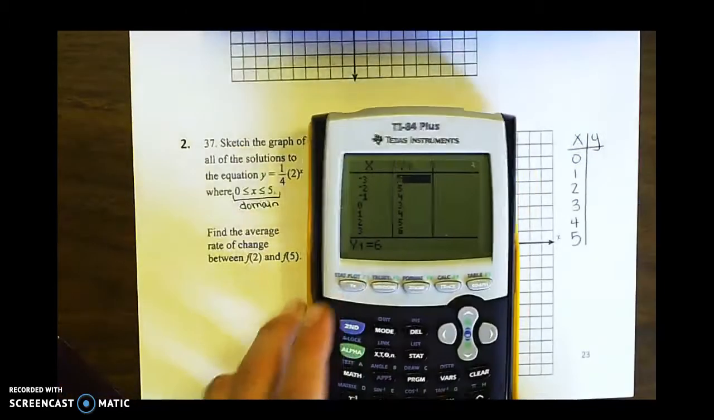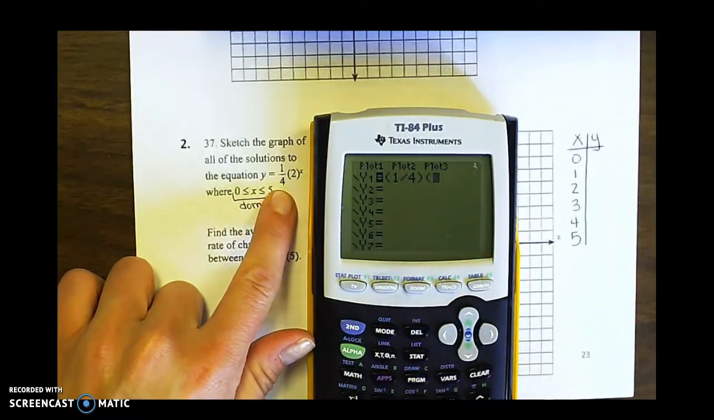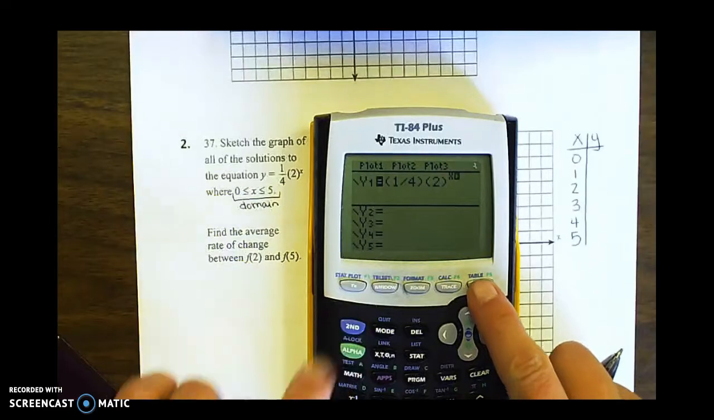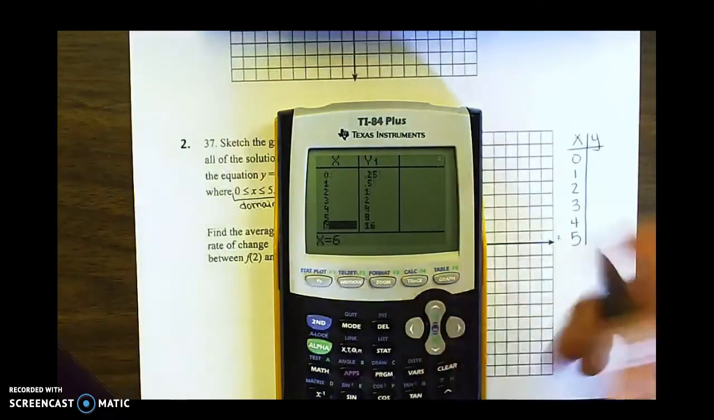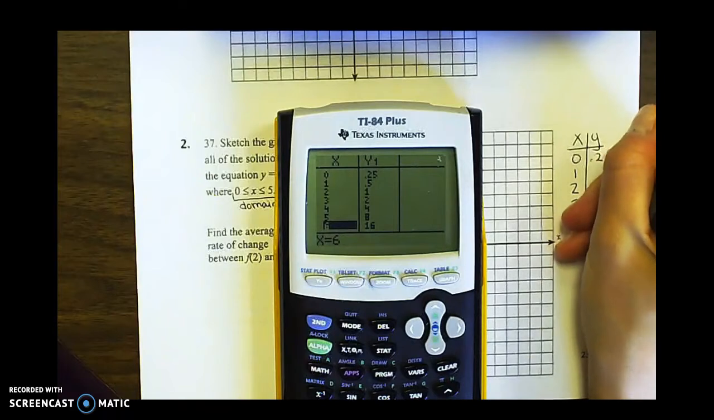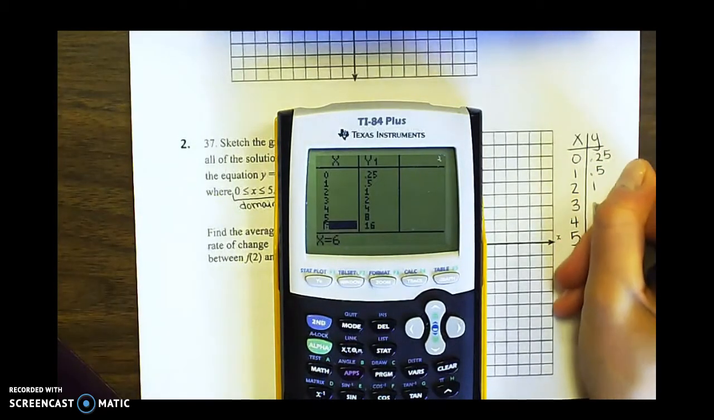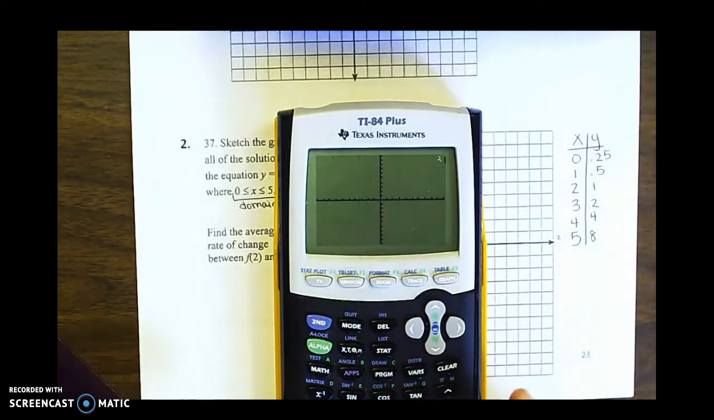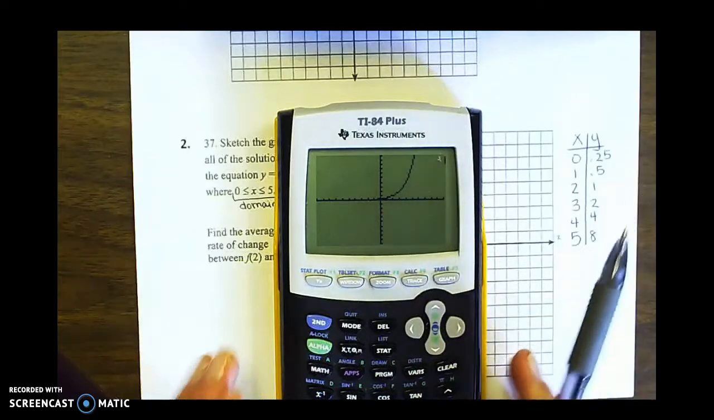Now I'm going to let the calculator find those values for me. So I'm going to go 1/4, and then in parentheses 2 raised to the x. And then I'm going to go to my table of values, and there we go. So 0 is going to be 0.25. 1 is 0.5, 2 is 1, 2, 4, and 8. I'm going to hit graph so I see. It's going to be a nice exponential function there.